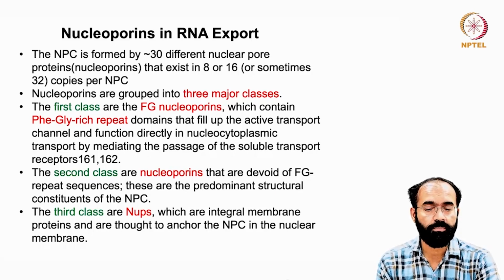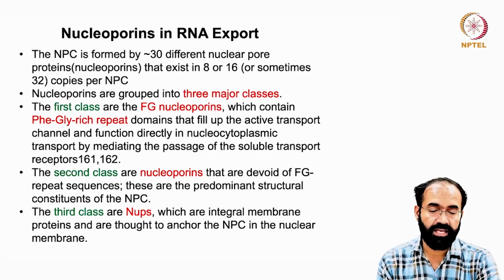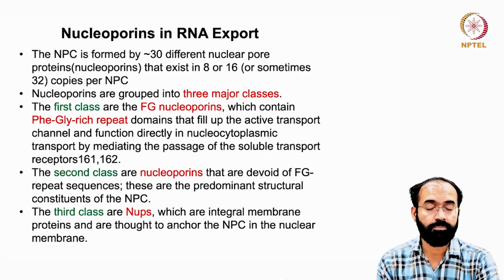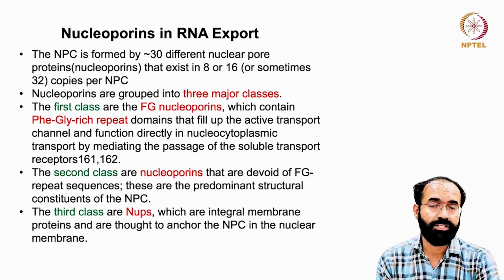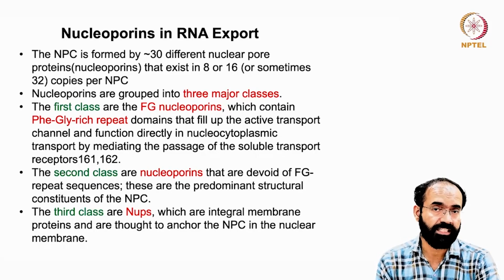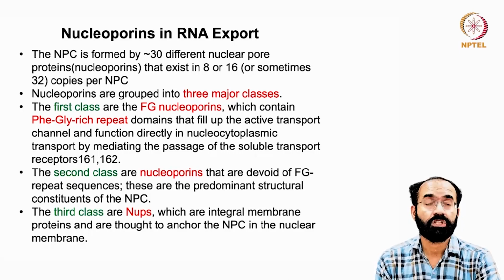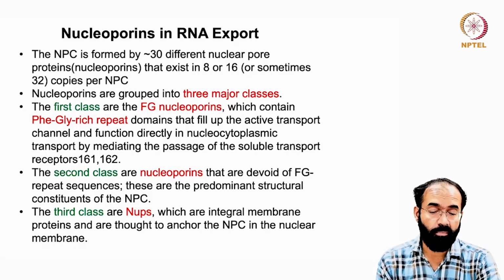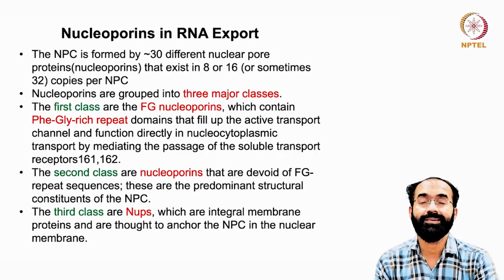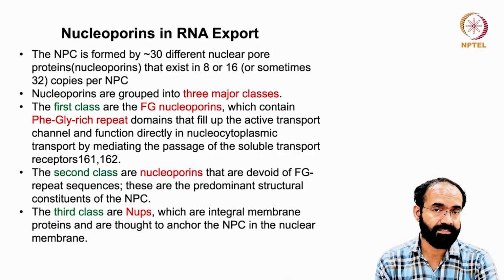The second class of nucleoporins are devoid of the FG repeat sequence. They do not contain the FG repeat. These are the predominant structural constituents of the NPC, which means they provide structural support. The nuclear pore complex should be of a particular shape, and it needs this structural support. The third class are the NUPs, which are integral membrane proteins thought to anchor the nuclear pore complex to the nuclear membrane, because they are also structural in category, but they have nothing to do with the nuclear pore complex functioning.